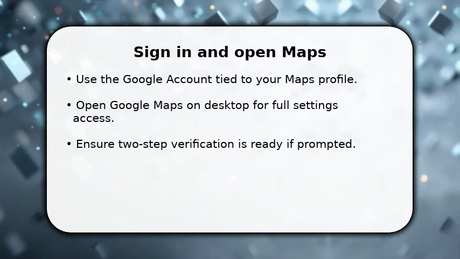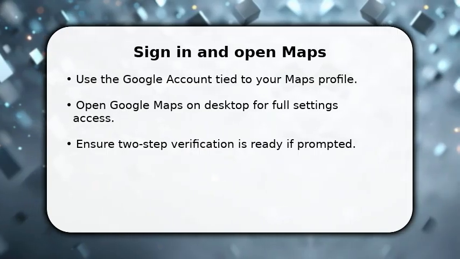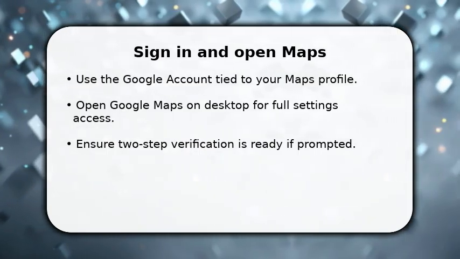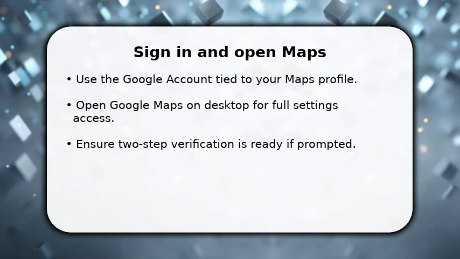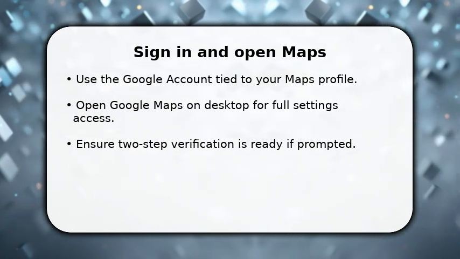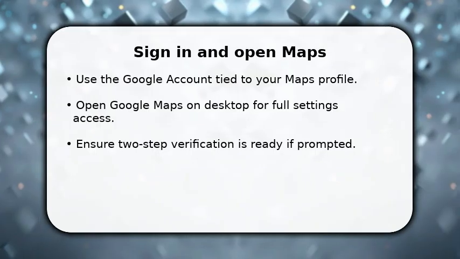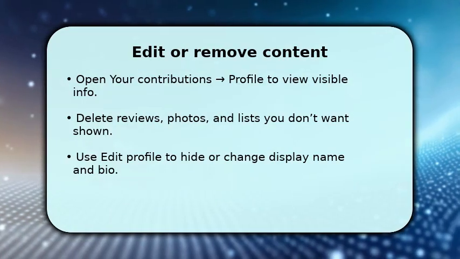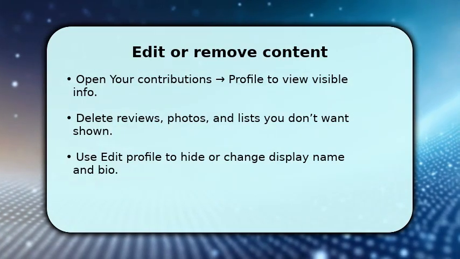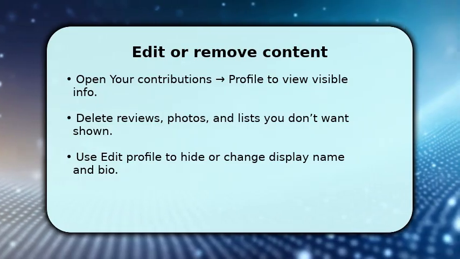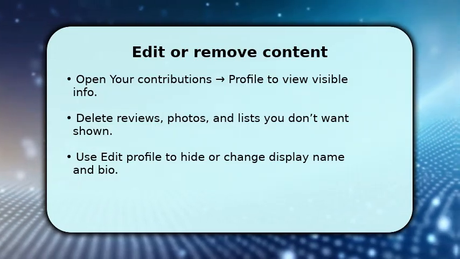This prevents unexpected lockouts. Now click the menu or your avatar to access your contributions and profile editing options, so you can begin removing or disabling profile elements. Next, go to your contributions and select Profile to see what's publicly visible. This is how Google surfaces your reviews, photos, and lists.